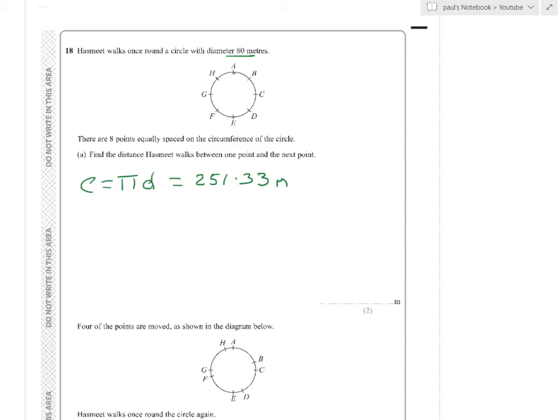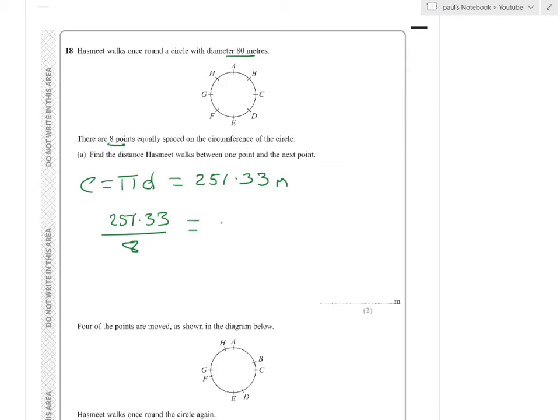Now, how many are there? 1, 2, 3, 4, 5, 6, 7, 8. Well, it says 8 there, doesn't it? So 251.33 divided by 8 is the distance between all these points. 10 pi, which is 31.4. 31.4 or 10 pi for question 18.